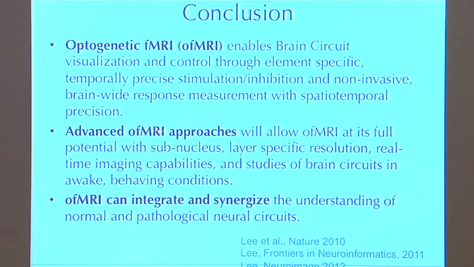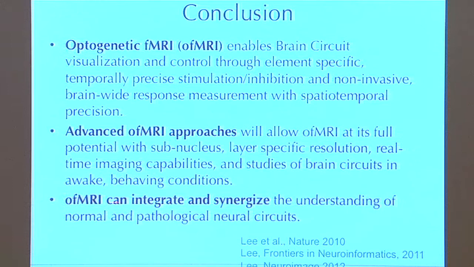And the advanced OFMRI approaches will allow OFMRI to reach its full potential with subnuclei, layer-specific resolution, and real-time imaging capabilities, and studies on brain circuits in awake behaving conditions. For example, one of our motivations to develop this real-time processing capability is to aid some of these awake behaving scans, which require much more robust imaging schemes.